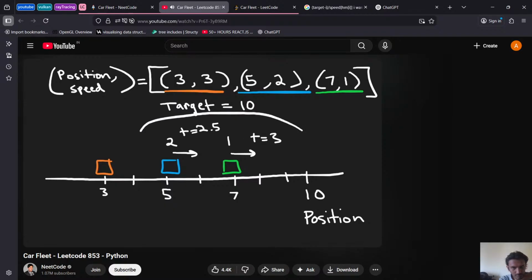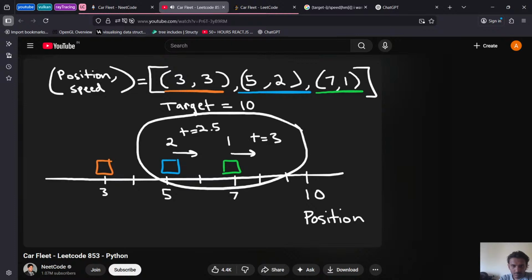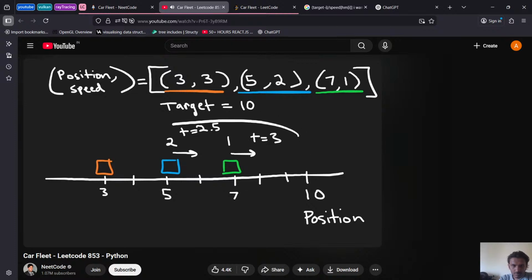So that must mean that they are going to collide. So we know they're going to be one car fleet. So technically we can just delete one of these and not consider it anymore. But which one of these two are we going to remove?